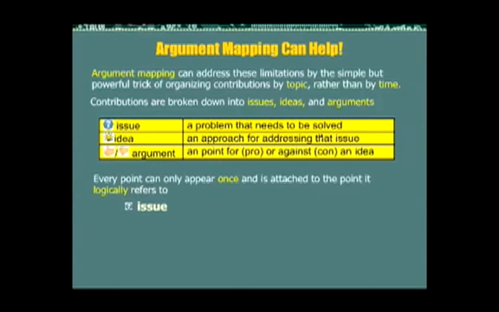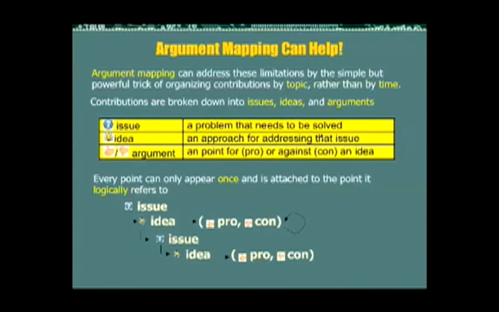A discussion in an argument map would always begin with an issue, which represents the question to be addressed. That would be linked to one or more ideas representing ways of addressing that issue. Ideas themselves can raise new issues, and those issues, of course, can have their own ideas responding to them. Every idea can have a whole tree of pros and cons interleaved with each other that discuss the merits of that idea.